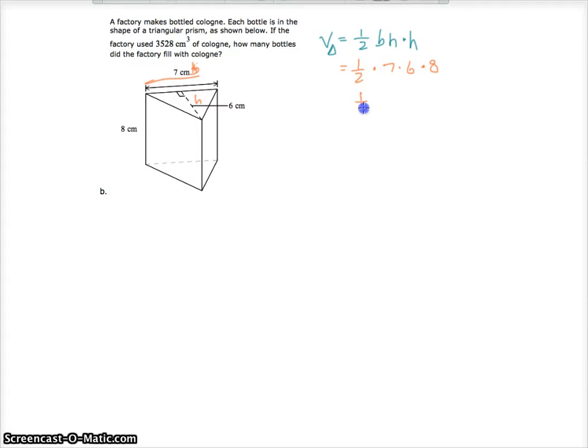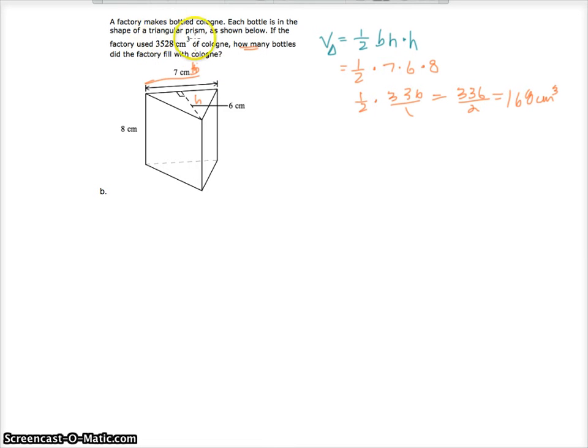So I have 1/2 times 336, which equals 336 over 2. So 336 divided by 2 gives me 168 centimeters cubed. Now that's for one bottle, and it wants to know how many bottles the factory filled.